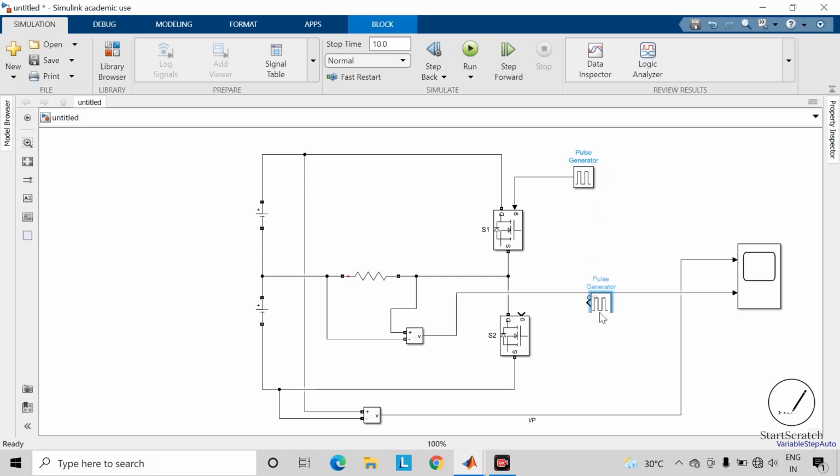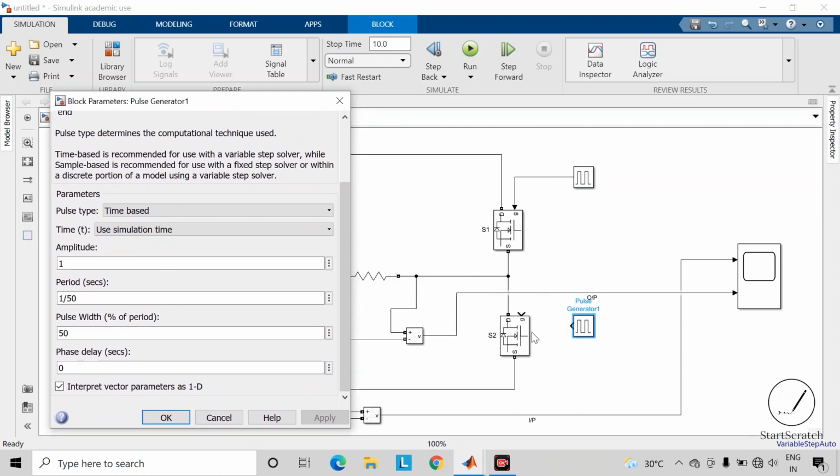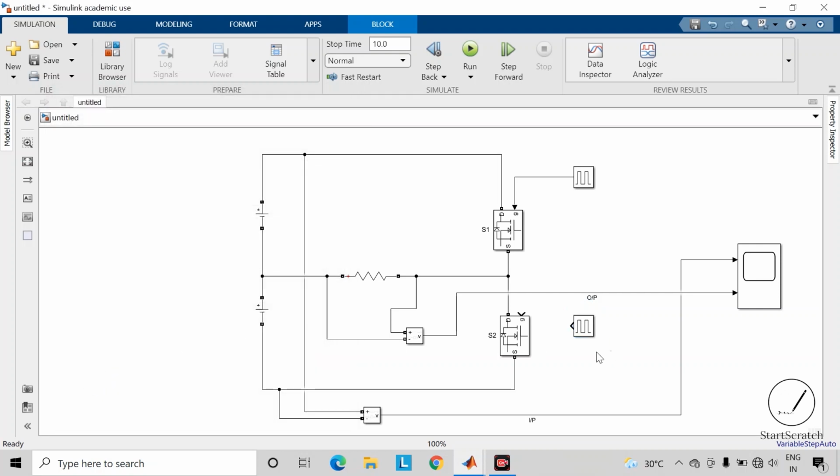Copy this block and now make some changes here. Now we want that this switch S2 should conduct in the negative half cycle. So we will give here the phase delay as 10 milliseconds. And finally connect this pulse generator block to this gate terminal of the switch S2.